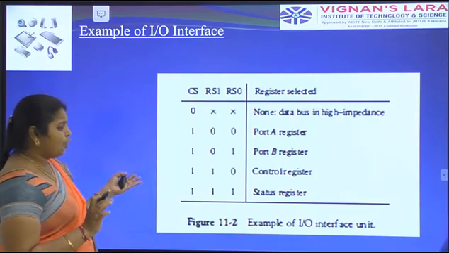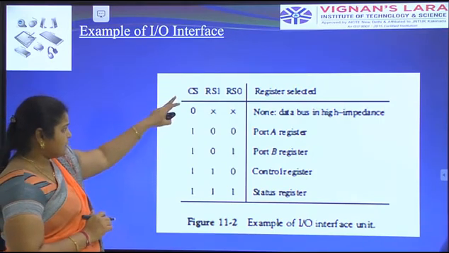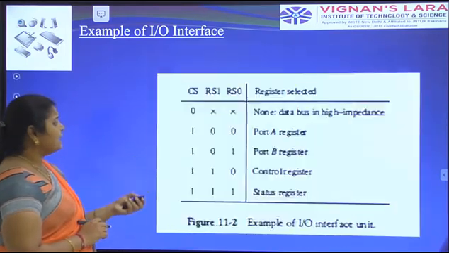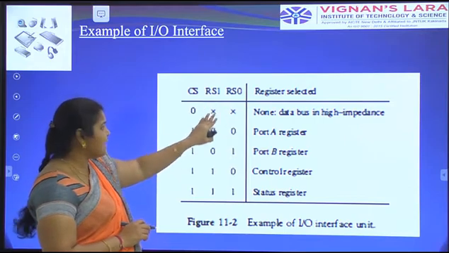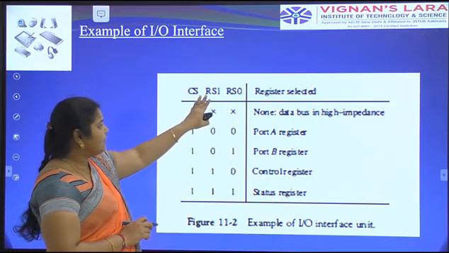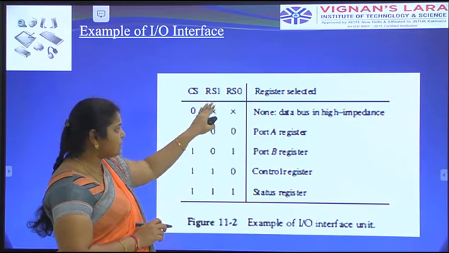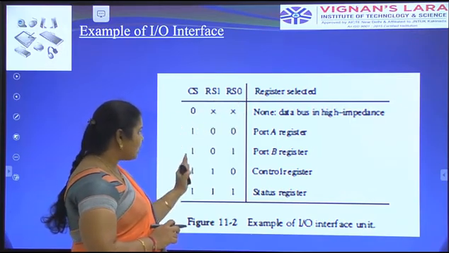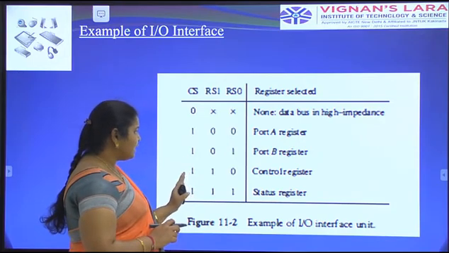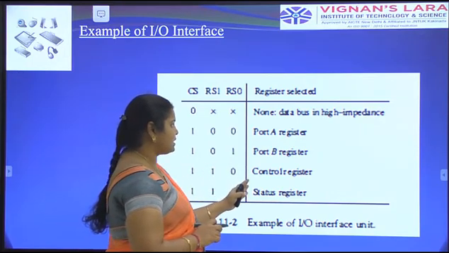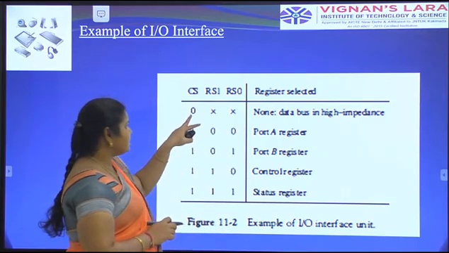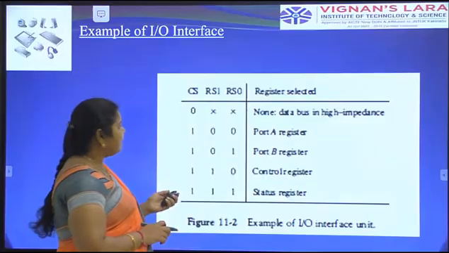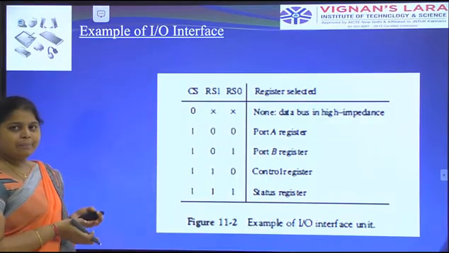This is about the example of the IO interface unit. Here CS means chip select and RS means register select. Register select has both lines. These are the inputs: CS chip select, register select 1 and 0. What is the input that is given? The output will be displayed like this. Here for CS is 0, RS 0 and RS 1 are don't care, and that will be displayed as data bus in high impedance.